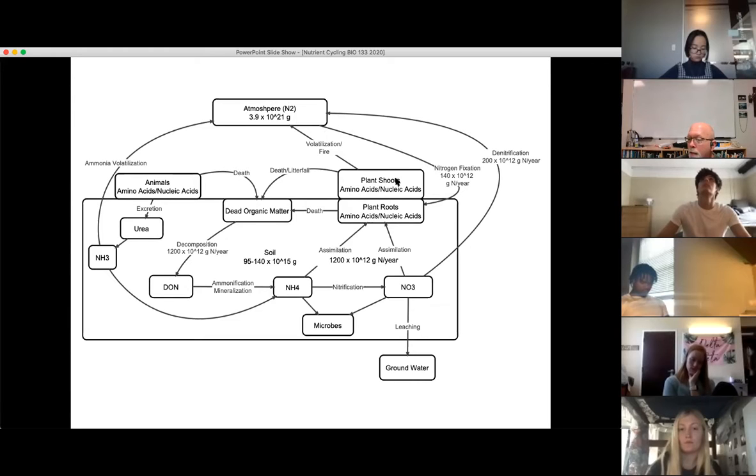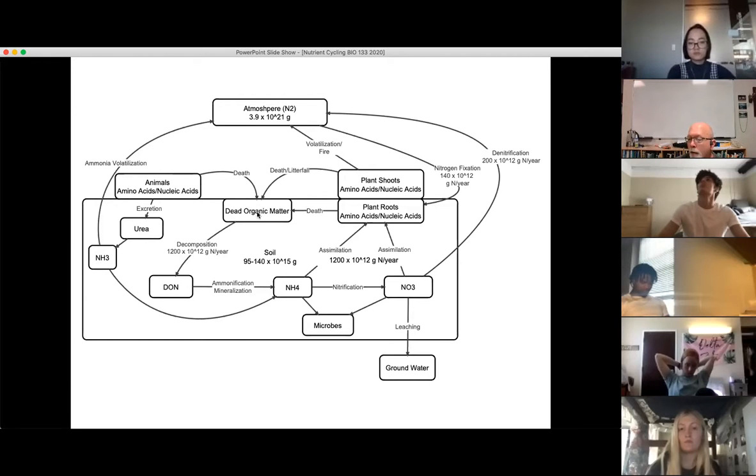Once it's in plant roots, it can be used by plants. It can be added back to the soil through death and decomposition. Plants can also be eaten by animals. So this is another one of those arrows that this particular model doesn't have simply because I neglected to put it in there. But consumption by animals will also move nitrogen from plants into the animal pool. Animals as well as fungi excrete nitrogen-containing compounds into the soil, and then those things eventually get broken down into things like ammonia.